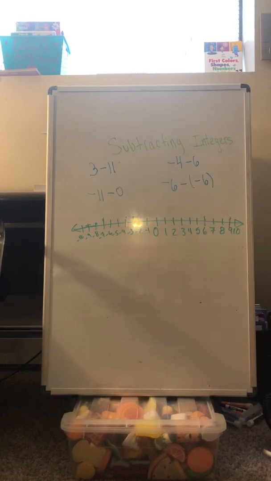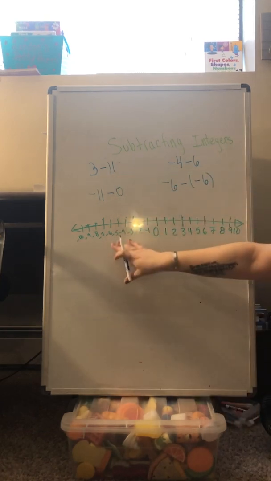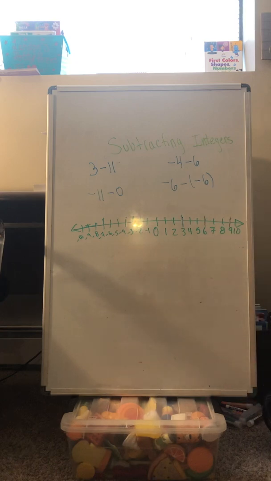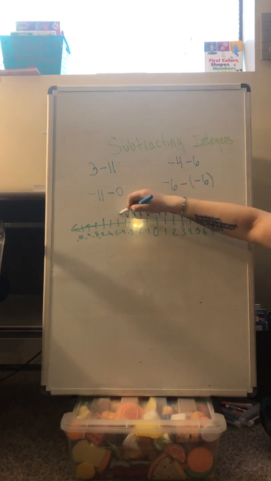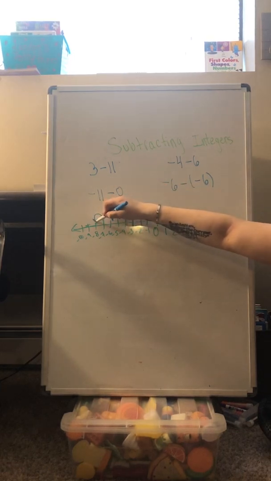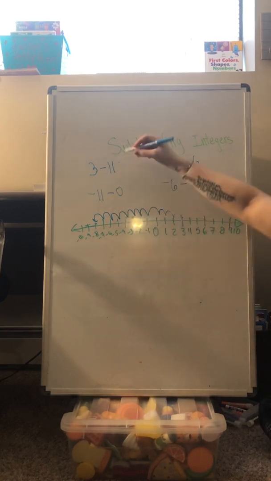Our starting point is always the same, the first number in the problem. So for our first example, we're starting at 3. And we're taking away 11, which means we're going to the left, just like our negative integers are to the left. We're decreasing something, so we're going backwards. 1, 2, 3, 4, 5, 6, 7, 8, 9, 10, 11. So 3 take away 11 is negative 8.